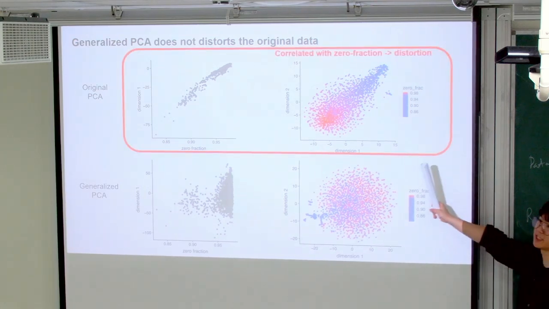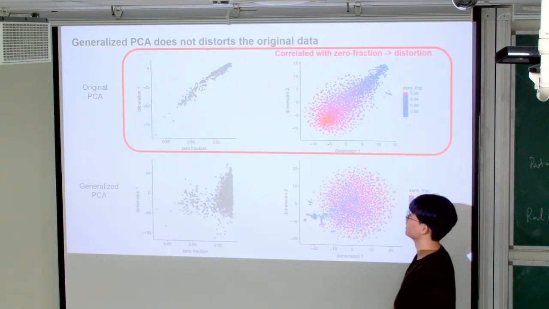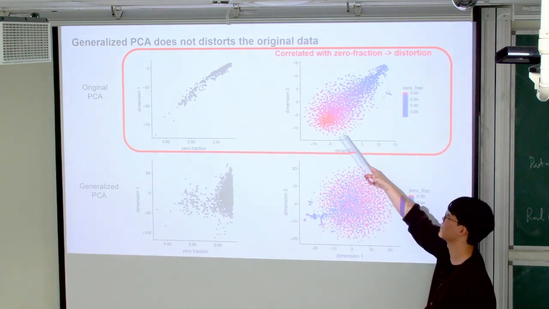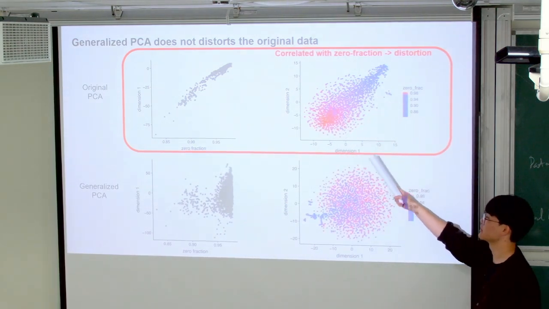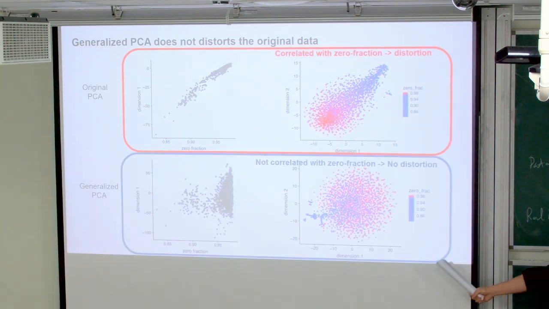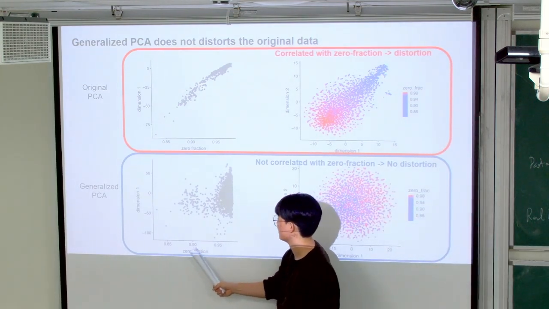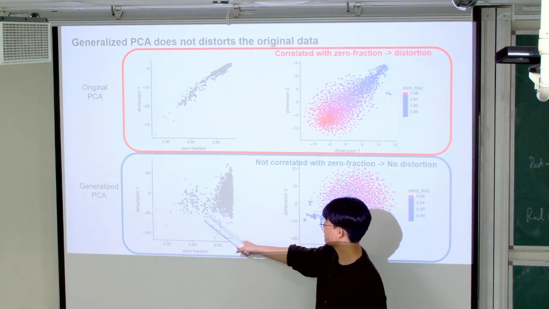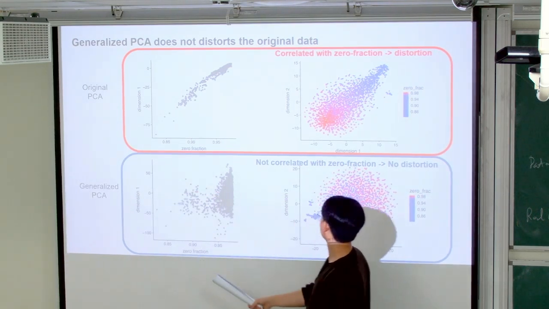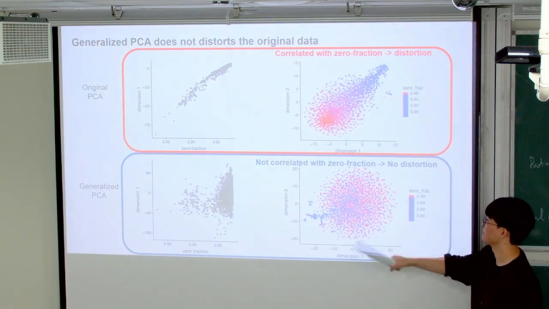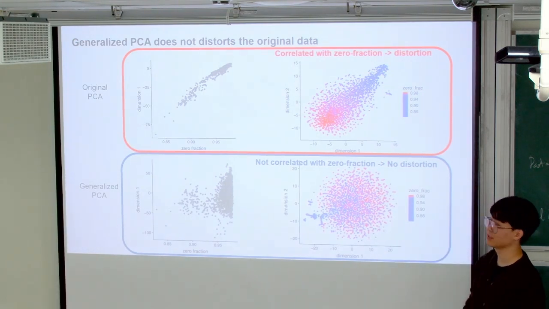And at the original PCA, as we saw before, the fraction of 0 is correlated with the first PC. The red one was here and the blue one was here. So the data was correlated with zero fraction, which has a distortion. But when we use generalized PCA, we can see that the fraction of 0 is not correlated with the first PC. It is these. So when we apply PCA 1, 2, we could check that red and blue are well mixed here, different from this one.